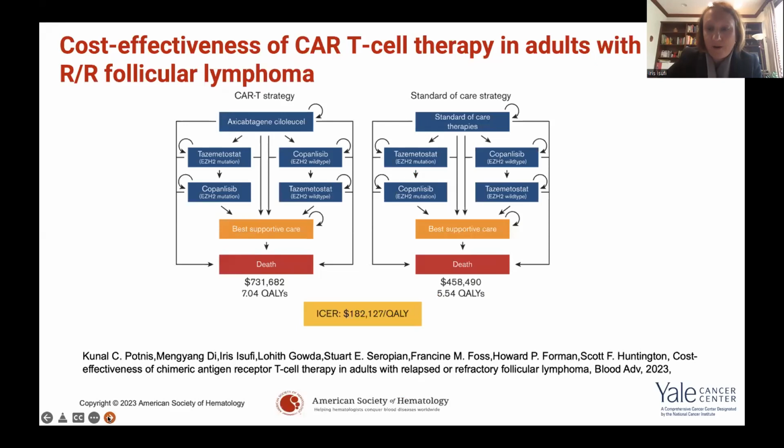And then I want to also bring attention to the study published by our very own group, led by Kunal, under the mentorship of Scott Huntington, where the cost effectiveness of CAR T-cell therapy was compared in adults with relapsed refractory follicular lymphoma. And the cost of CAR T-cell therapy is about $730,000 as opposed to $450,000 for the standard of care, with an ICER of about $80,000 per quality-adjusted life year.